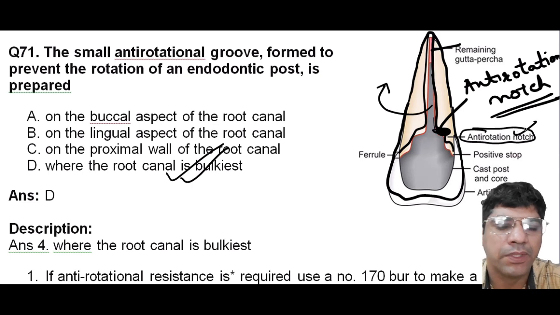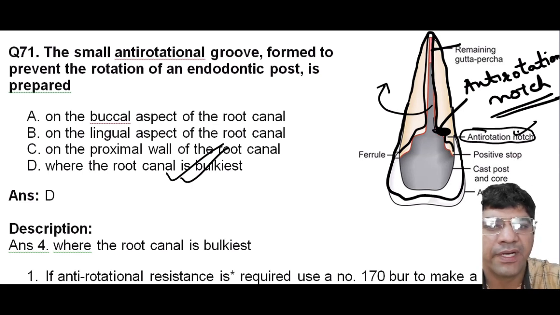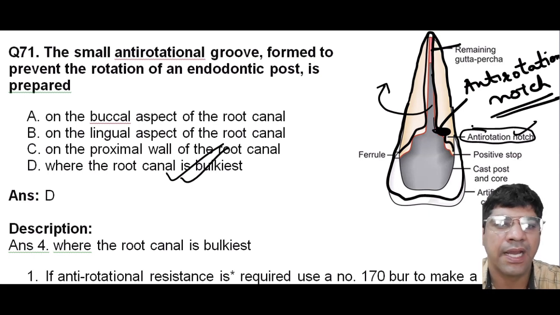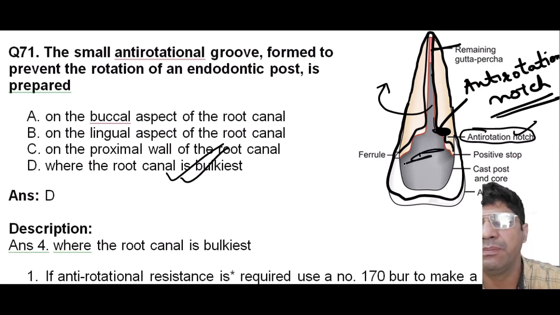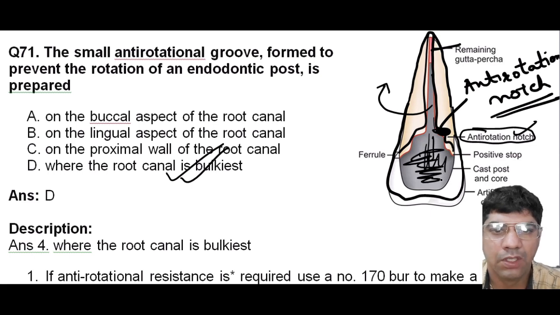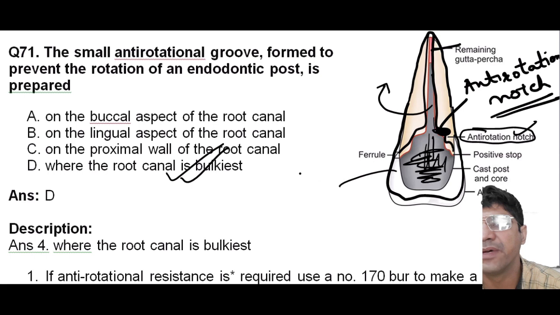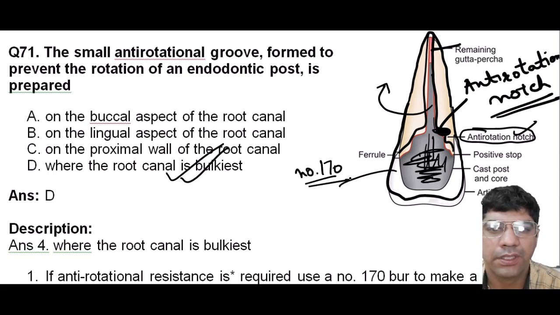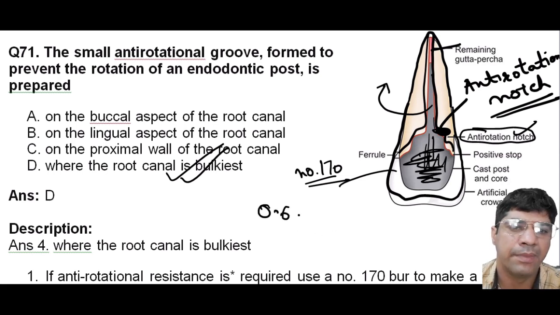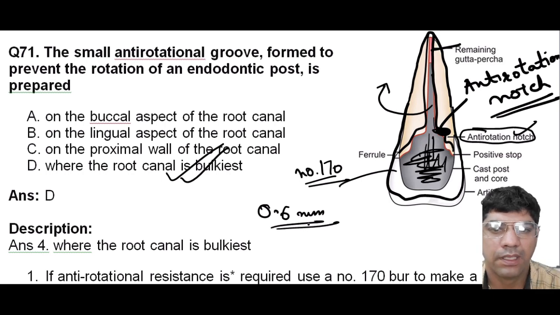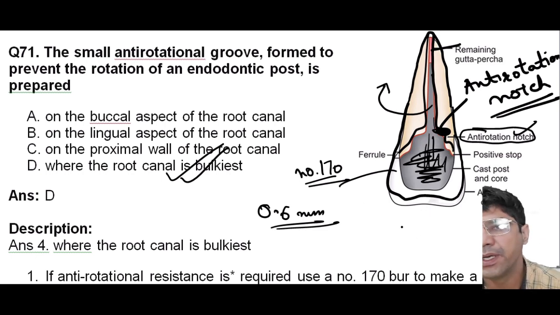So it is created where the root canal is bulkiest. The purpose is to prevent the post from rotating within the canal. That is important for the stability and placement of the post and the restoration that will be placed on top of the post. To create an anti-rotational groove, remember the number 170 bur is used. The groove should be cut to a depth of around 0.6 mm, and it should extend up the canal to the length of the cutting blade of the bur, that is around 4 mm.